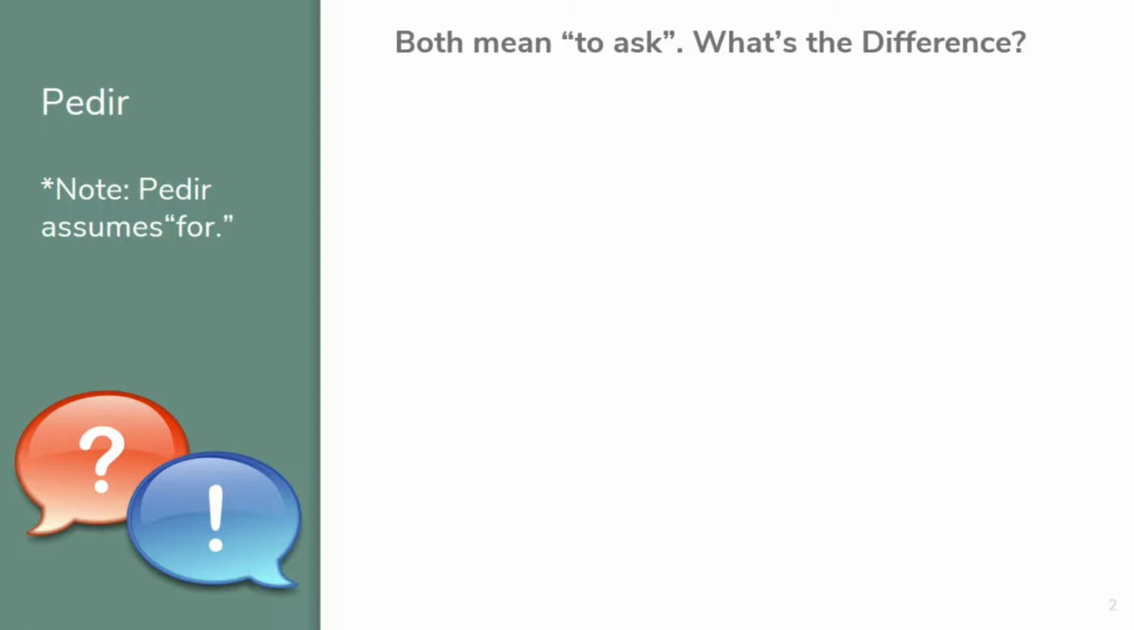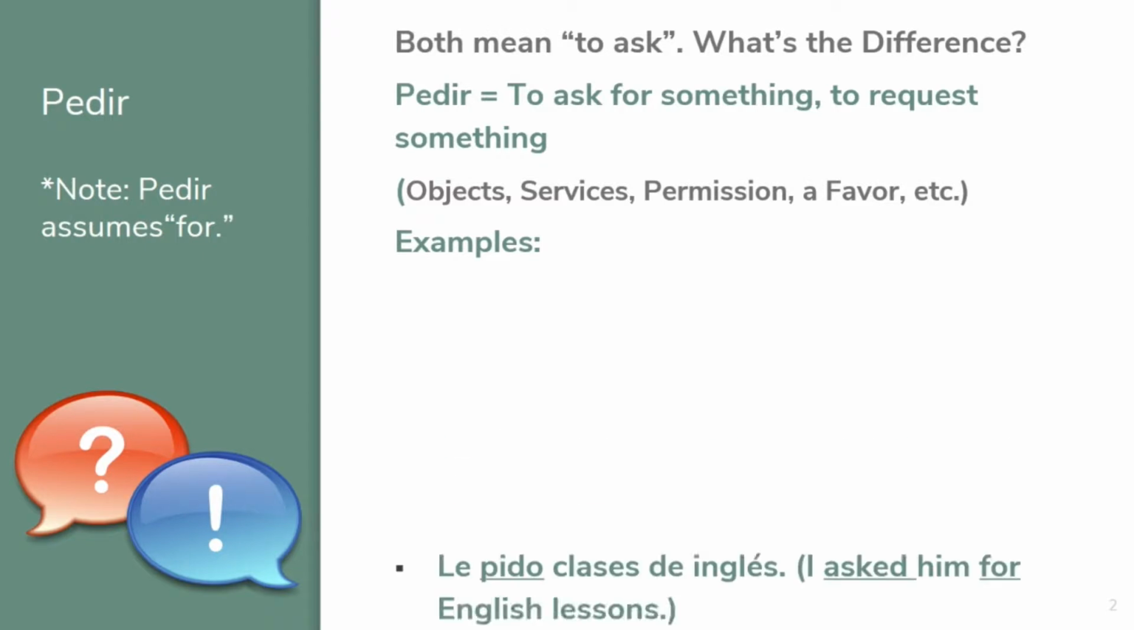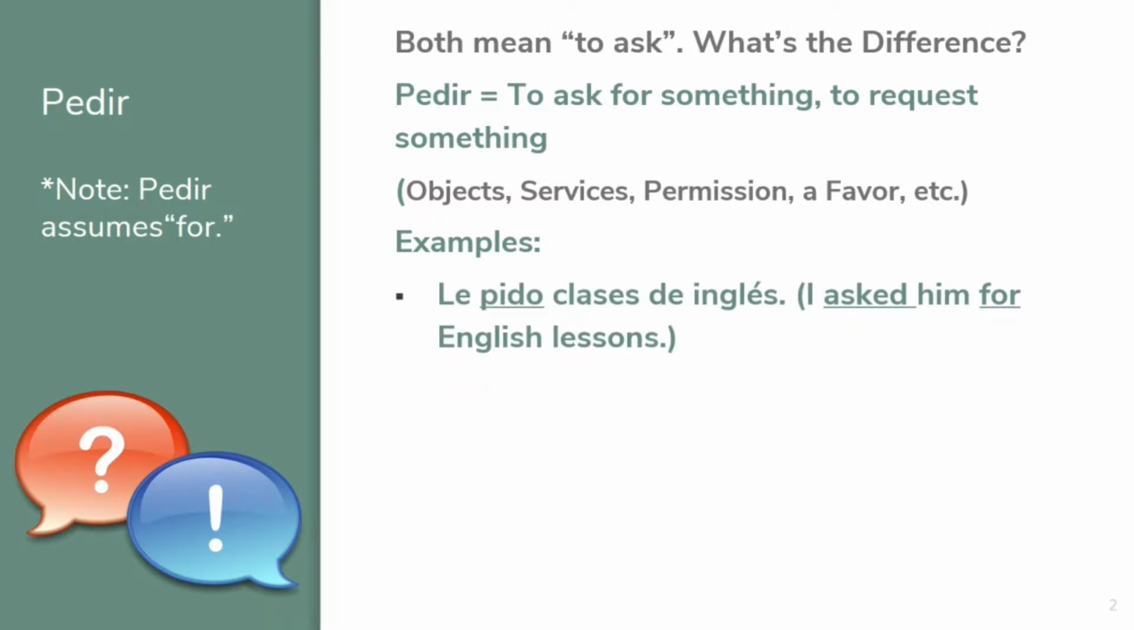Okay, so pedir means to ask. What's the difference? Well, pedir means to ask for something or to request something. For example, you want to ask for objects, you want to ask for services, permission to do something, you want someone to do you a favor, all of that. Some examples of this are, le pido clases de inglés. I asked him for English lessons.